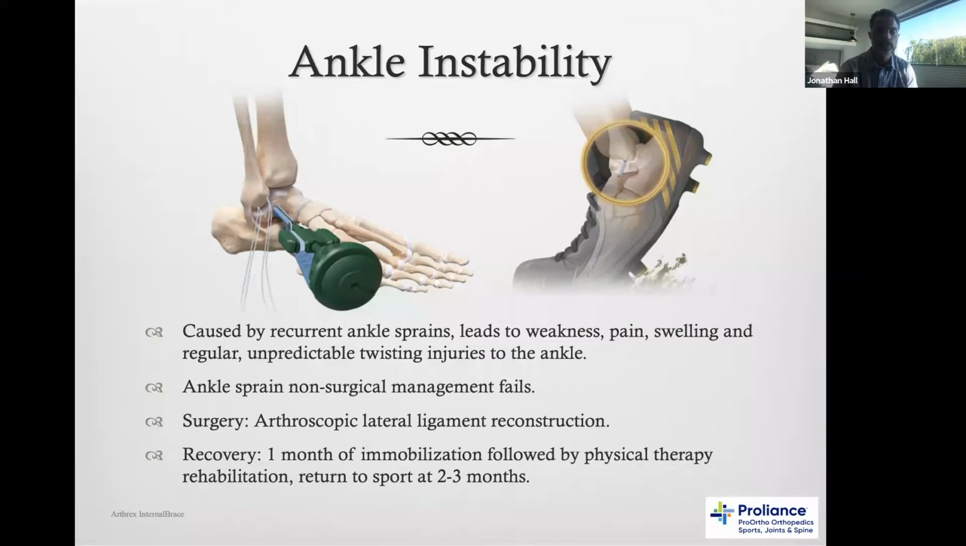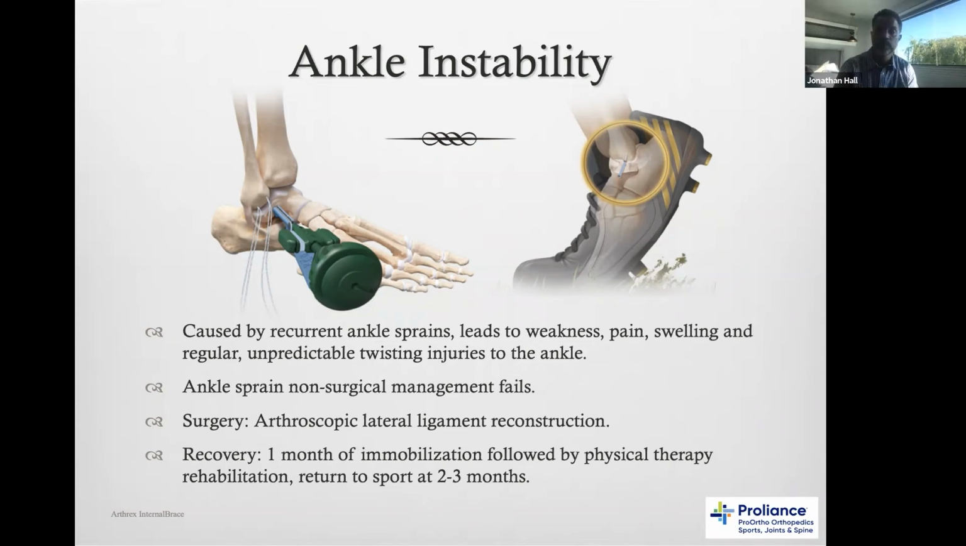And I use what's called an internal brace system, which is a particular manufacturer that makes that. But essentially what it is, anchors on either side of the outside ankle and a synthetic ligament. I then repair all of your own tissue ligaments around that and incorporate some extra tissue as well for the repair. And it works really well.